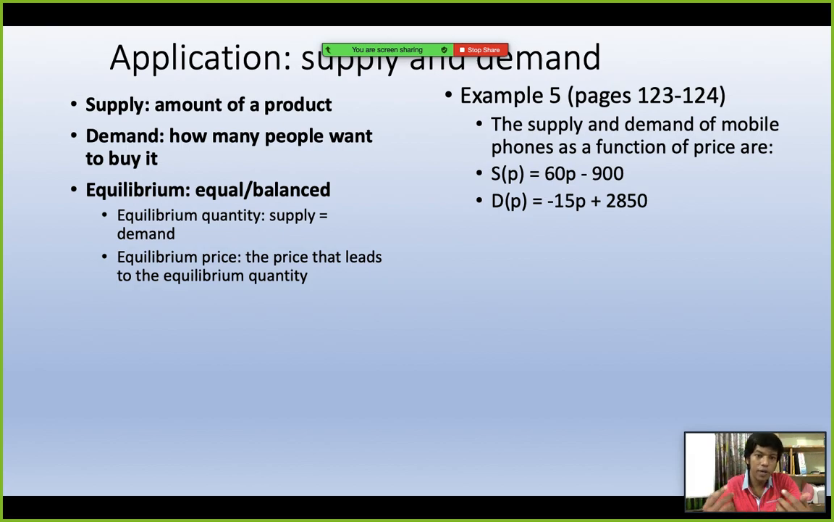Mathematically, we can analyze them. This is one example of that kind of math. Suppose you already have the functions: the supply function is this one and the demand function is this one. Supply depends on this equation, demand depends on this equation. Now, how can we find the equilibrium?